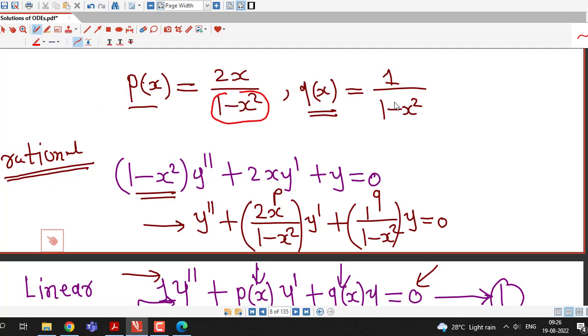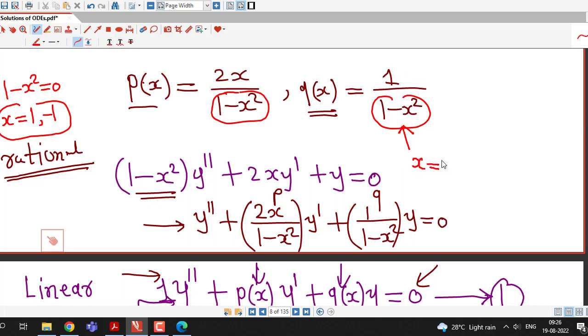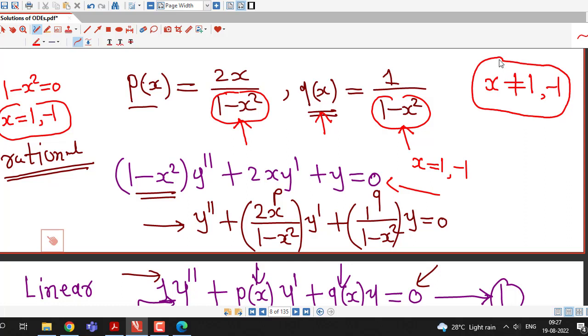So we have to concentrate on 1 minus x square. First we decide at which points 1 minus x square is 0, and answer is it is 0 if x equal to 1 and minus 1. So this p(x) is analytic everywhere except these 2 points 1 and minus 1. Similarly q(x) is also division of two polynomials, so it is also analytic at every point except 1 and minus 1. So every point which is different from 1 and minus 1 is ordinary point of this differential equation, because p(x) and q(x) are analytic at every point different from 1 and minus 1.